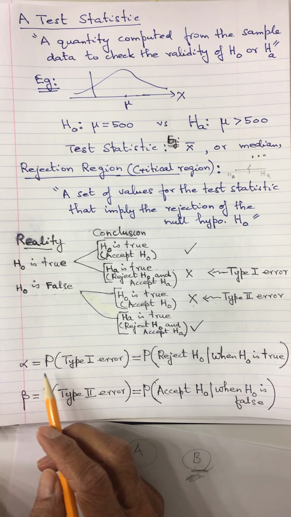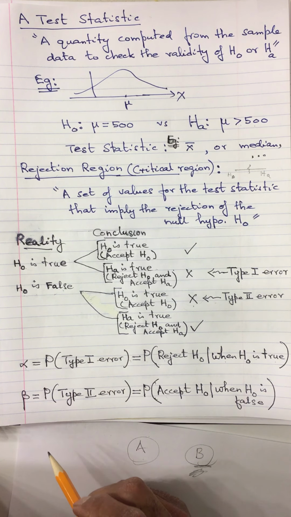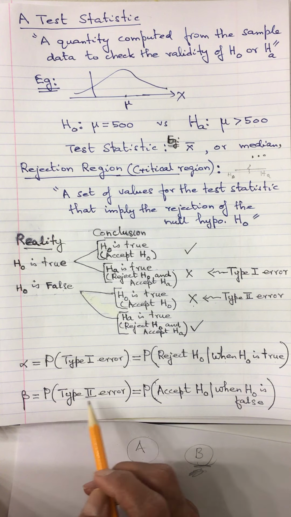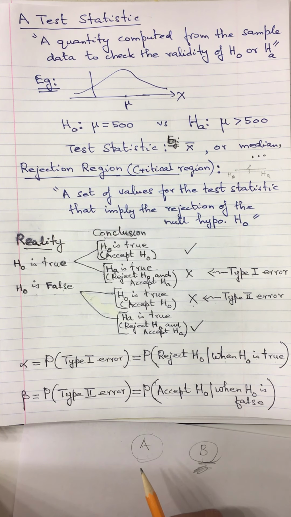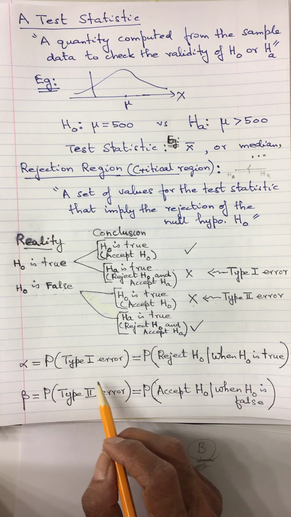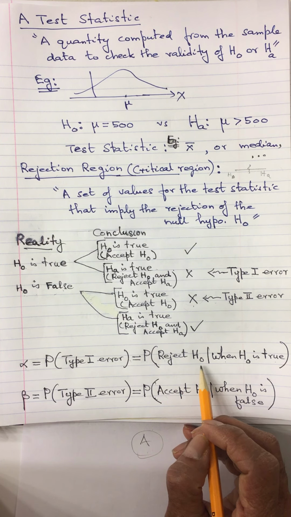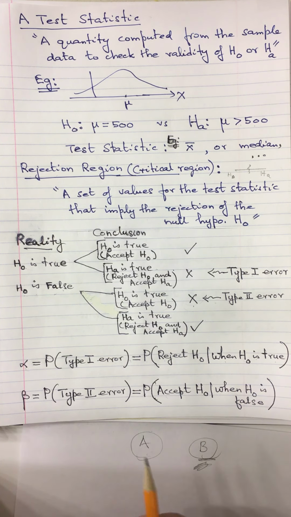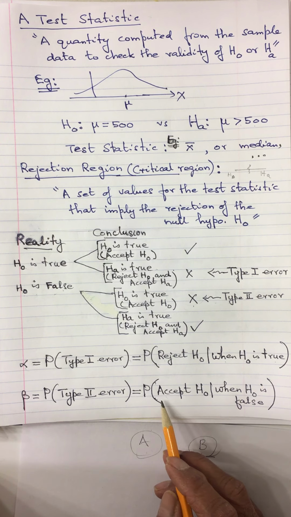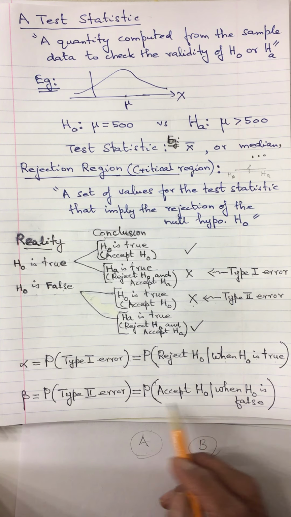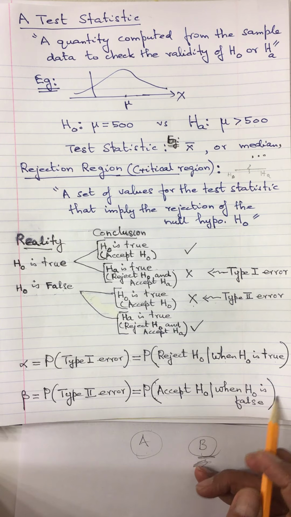So alpha is the probability of making the type 1 error. Beta is the probability of making the type 2 error. Again, the type 1 error is the error you make by rejecting H naught when H naught is true. And beta is the error you make by accepting H naught when H naught is false.